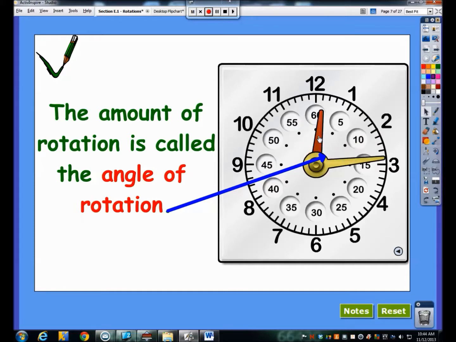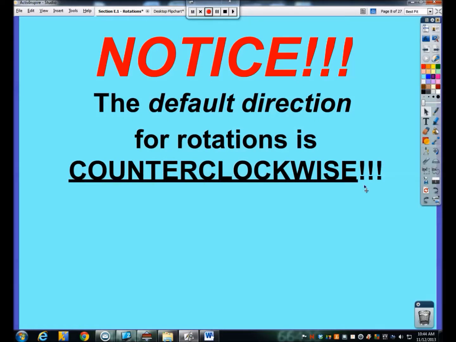So for example, if we started the pre-image at the 12 hand and our minute hand is our image, then the amount of rotation between 12 and 3 would be 90 degrees. Now, by default, our rotation direction will be counterclockwise, which seems kind of backwards. Why don't we talk about clockwise?